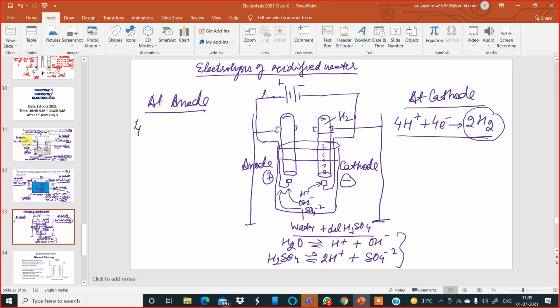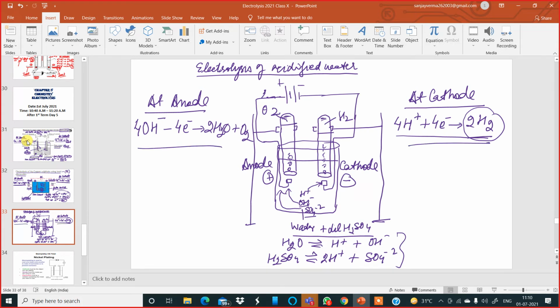So here, between hydroxyl and sulfate, sulfate will not discharge. Only hydroxyl will discharge because its position is lower in the electrochemical series. That's why only hydroxyl discharges. That's why at the anode, as I have told you, 4 hydroxyl ions will discharge by giving away 4 electrons to produce 2 water molecules and oxygen gas molecules. The oxygen gas molecule which is formed over here bubbles up and gets collected over here. Okay, so that is it.